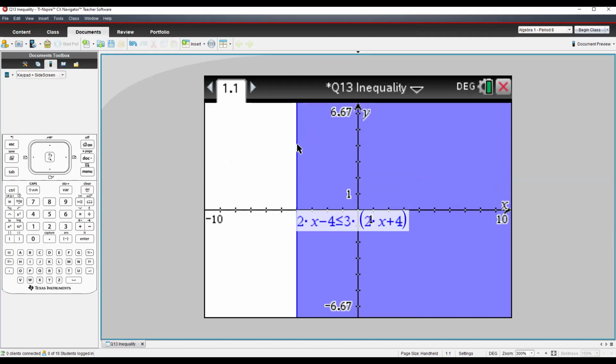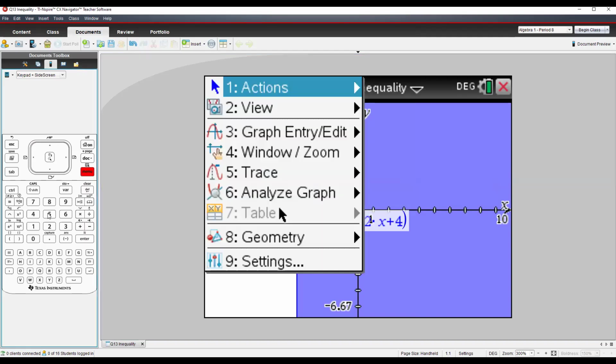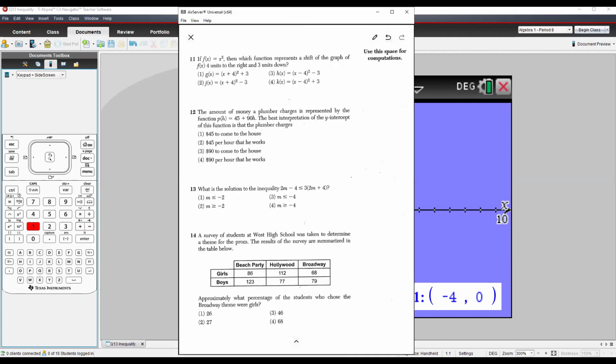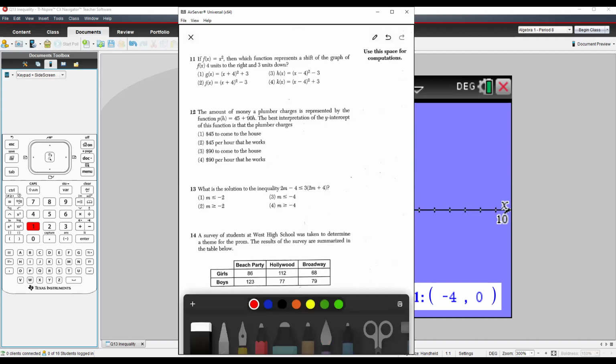Now, this is the boundary. This is what I'm looking for. So to find out where the boundary begins, all you do is press menu 5 1, and it tells you that the x value is -4. So when you look at your answer choices, you know it's got to be one of these two. Now the question is, should m be less than -4, or should m be greater than or equal to -4?